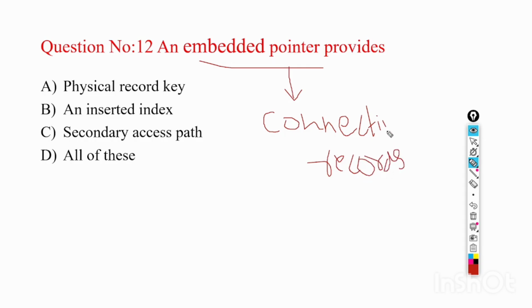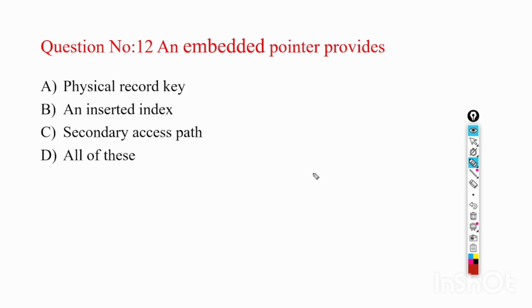Embedded pointers. So what is the meaning of embedded pointers? The embedded pointer helps establish the connection between the records. It is nothing but establishing the connection between the records. Each and every record has a connection established, and that connection we call an embedded pointer.